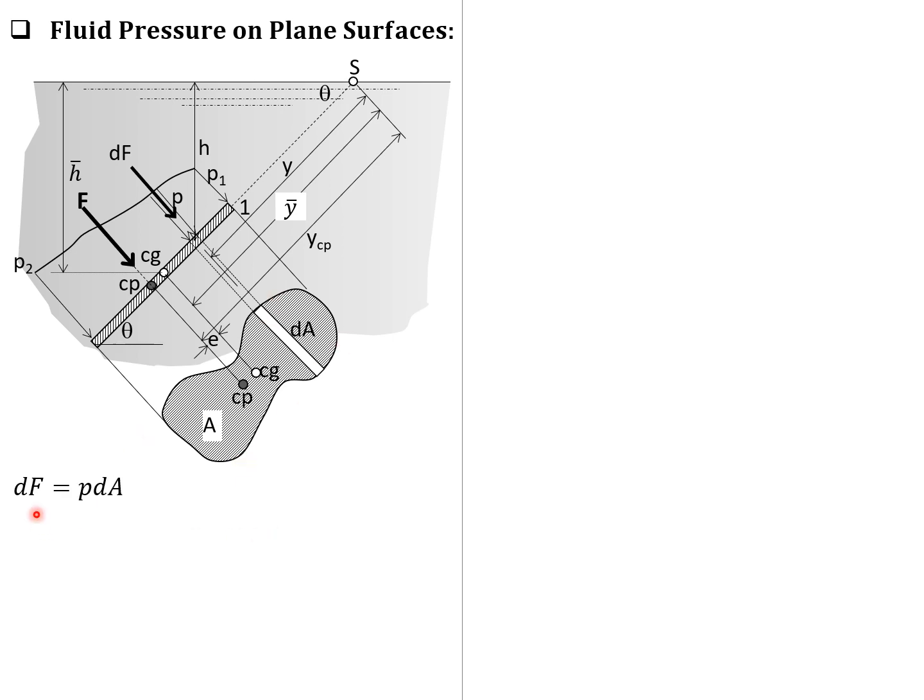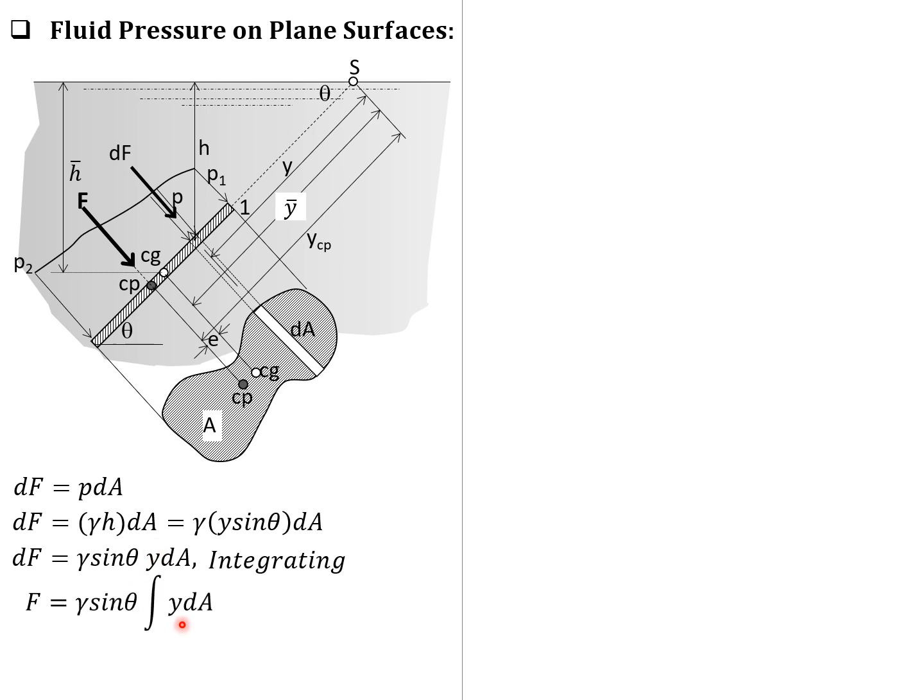So differential force is pressure times dA from the definition of pressure. So integrating, F therefore is equal to the integral of pressure, where pressure is equal to gamma of this liquid times H, and differential area is just dA. Because gamma is constant, and replacing H by y sine theta, then factoring out, putting gamma and sine theta before the integral sign, then we have the integral of dF is F equals gamma sine theta integral of y dA.